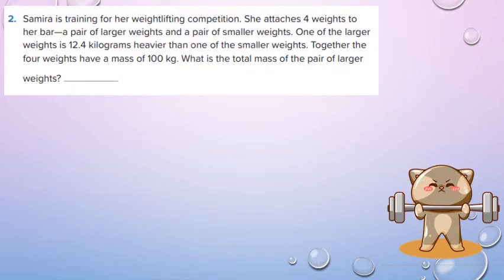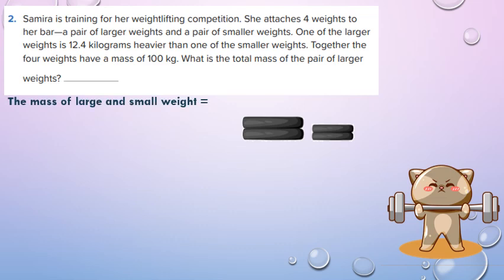Exercise 2. Samira is training for her weightlifting competition. She attached 4 weights to her bar, a pair of large weights and a pair of smaller weights. One of the large weights is 12 and 4 tenths kilograms heavier than one of the smaller weights. Together, the 4 weights have a mass of 100 kilograms. What is the total mass of a pair of large weights?